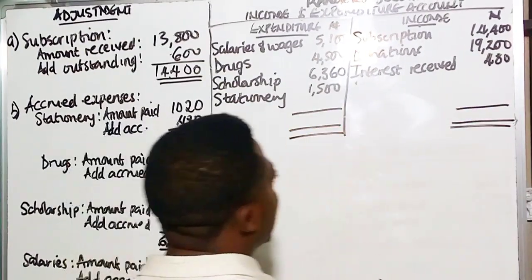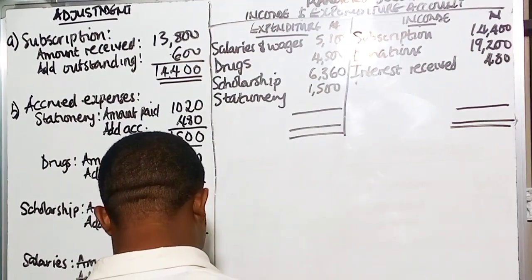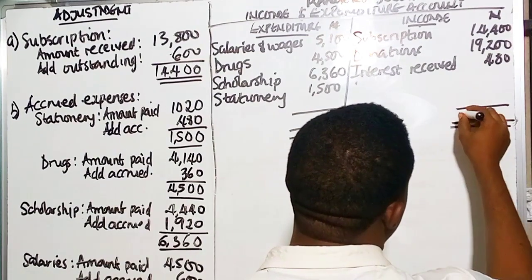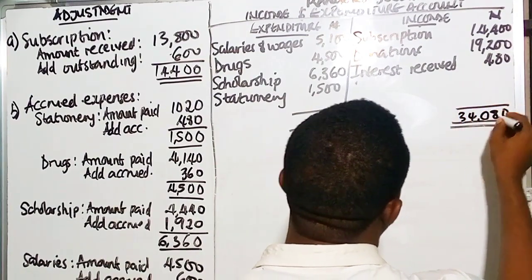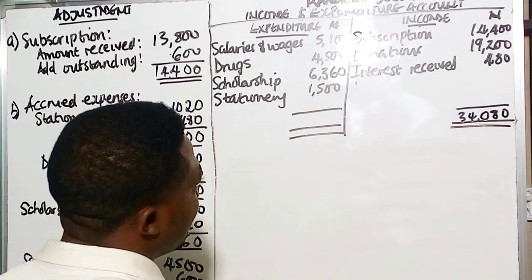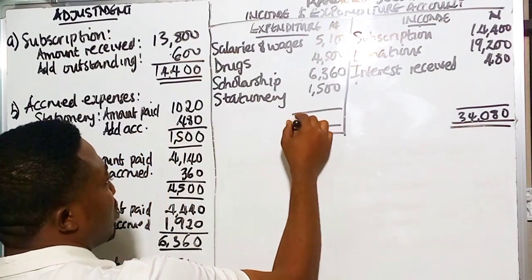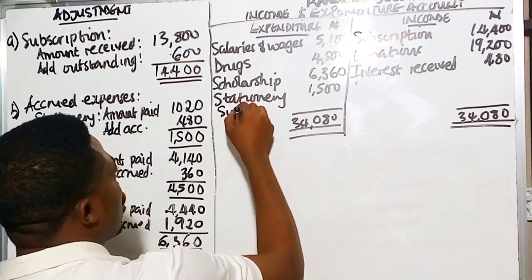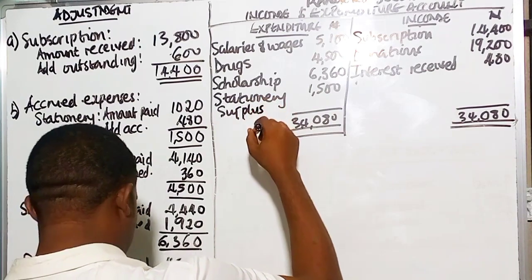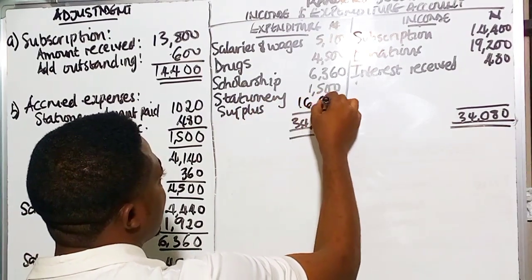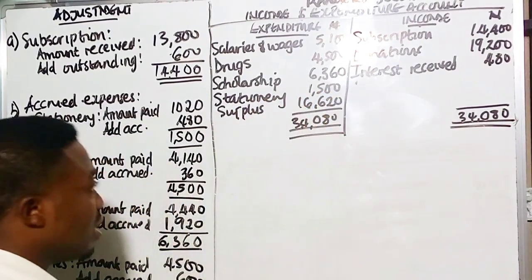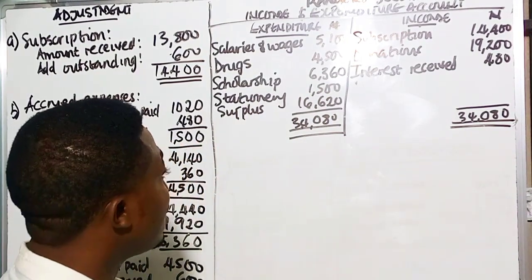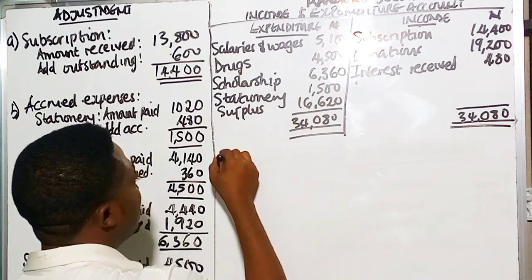Adding the right hand, which is the income, 14,400 plus 19,200 plus 480 will give us 34,080, which is way bigger than this. If you deduct the expenditure from the total of 34,080, you have a surplus of 16,620, because the income exceeds the expenditure. So that is the income and expenditure. Now let's move to the balance sheet.